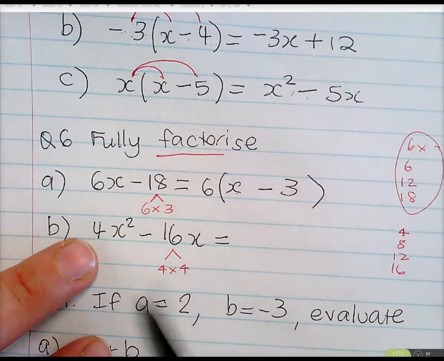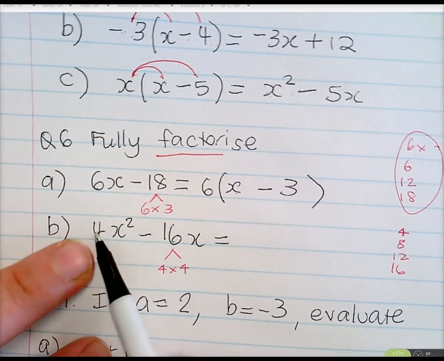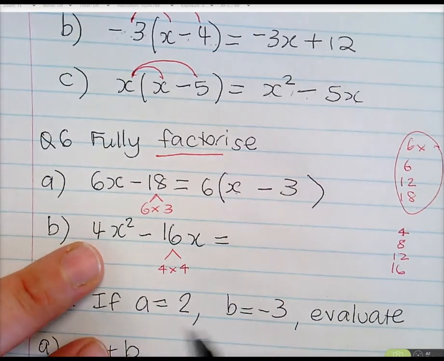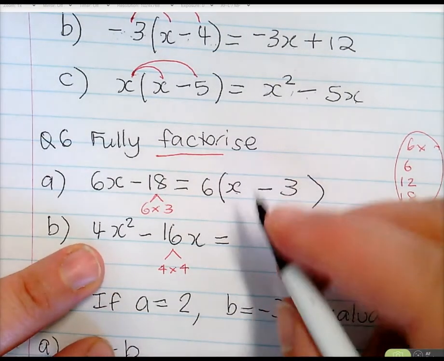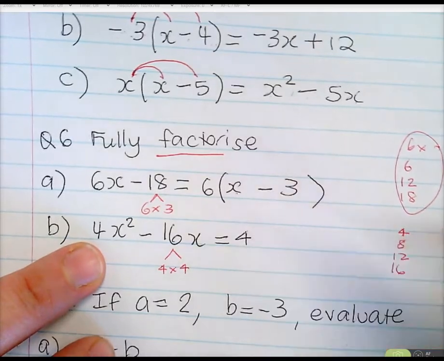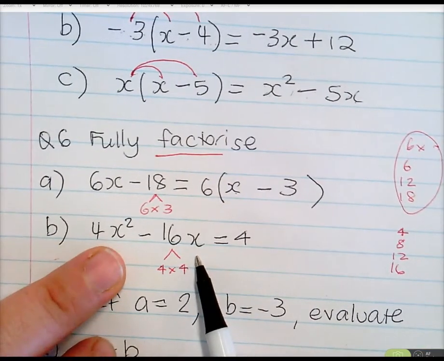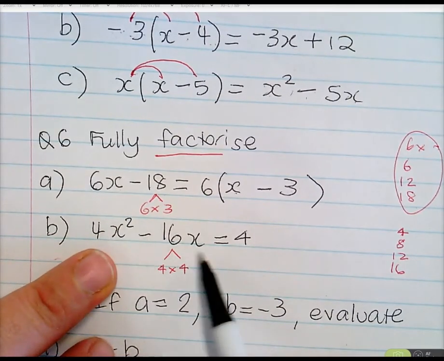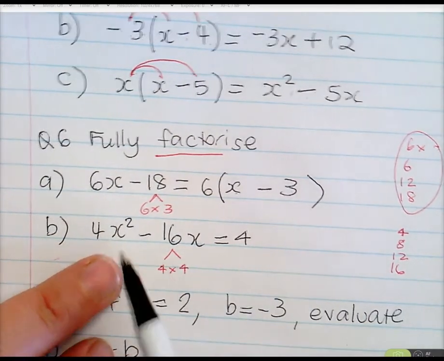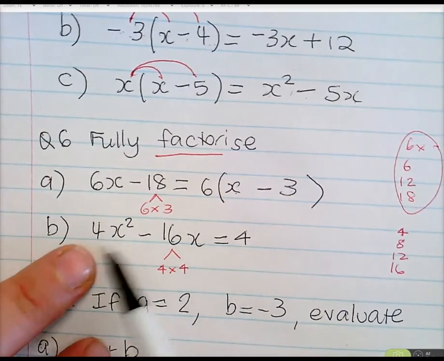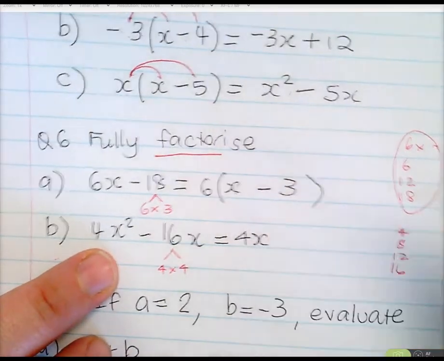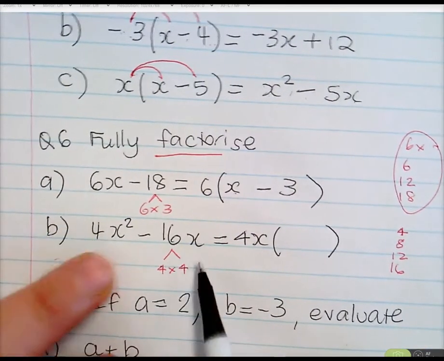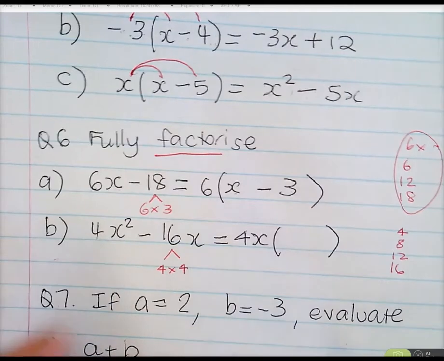So what do you think is in common? What number goes into both 4 and 16? Anyone? 4. Now, are there x's in both of these or not? X squared means x times x. This one's just an x. What else is in common between these two? Yeah, there's an x. So a 4 will go into this and that, and an x is also in common between that and that.